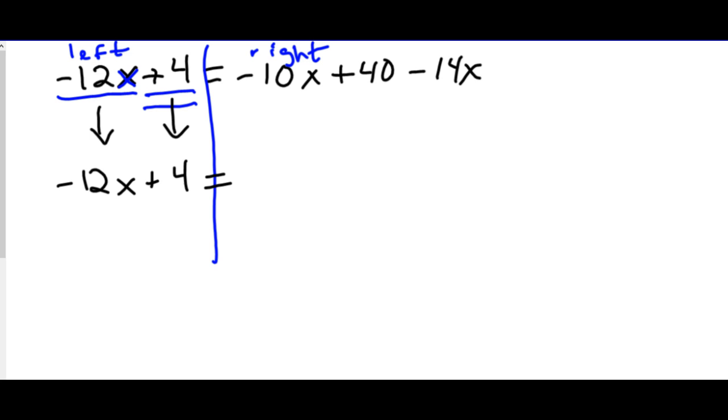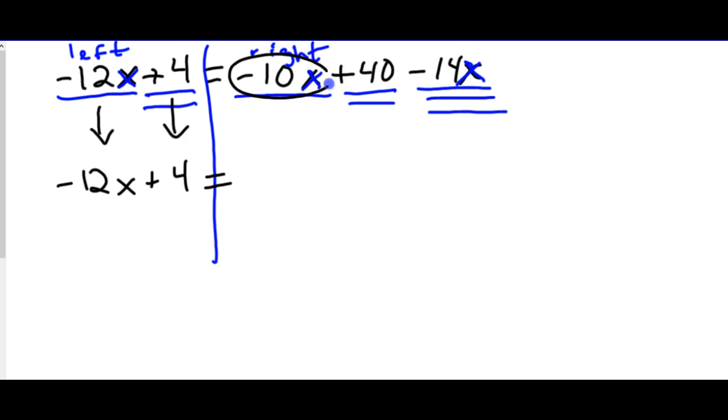Okay, so now we check the right side. We have negative 10x, 40, and negative 14x. So again, 3 different terms, but we want to check and see if anything is a like term. So negative 10 has an x attached to it, and so does 14. That means they are like terms.